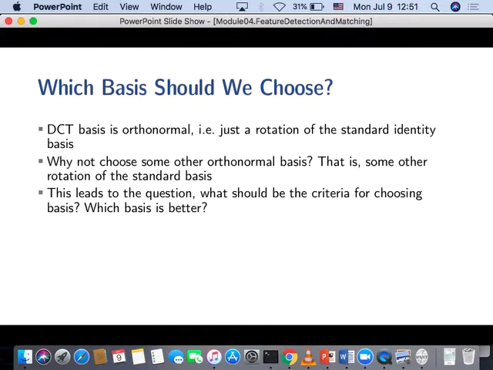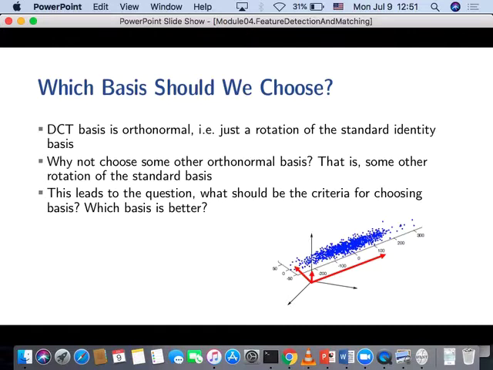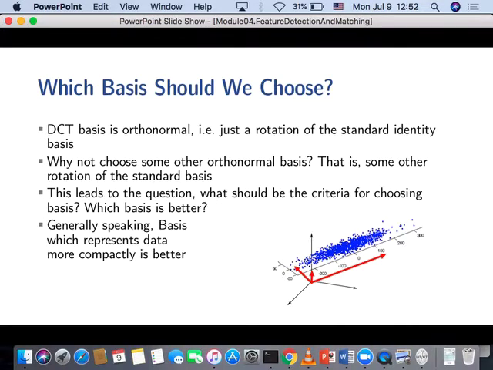Okay. So there are these two slides where I've built this argument, so I just want you to follow those. This leads us to the question, what is the criterion for changing a basis? Which basis is better? Now recall this type of data, which lies in some subspace. I want that basis to span that subspace. If I choose a basis to span that subspace well, it will be more compact. So generally speaking, a basis which represents data more compactly is better, and that means a basis which is aligned with data orientations is better. Why?